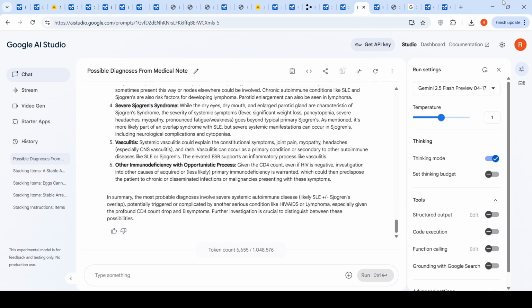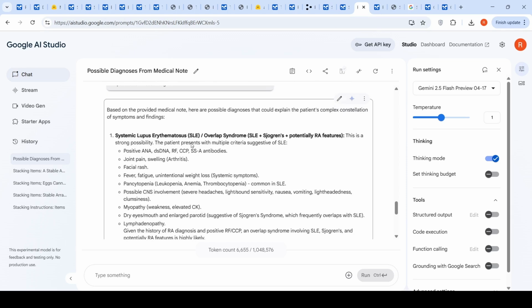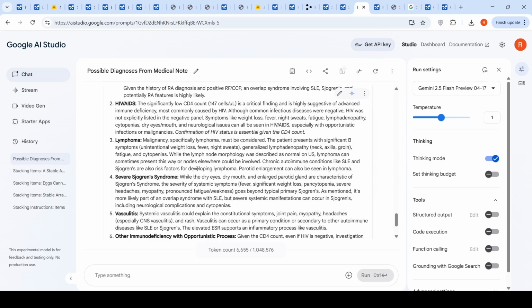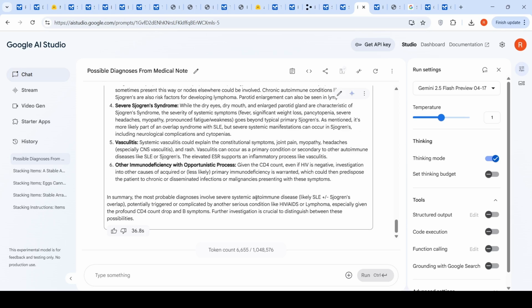For 36.8 seconds. It mentions it could be an overlap between these two conditions, which is correct according to the ground truth as well. It mentions lymphoma. It mentions it could be HIV/AIDS because of a certain value being low. It could be severe Sjögren's syndrome, vasculitis, or, in summary, any of these conditions. Further, or lymphoma, especially given the profound CD4 count and B symptoms, investigation is needed to distinguish between these possibilities. So it quite well matches the ground truth.